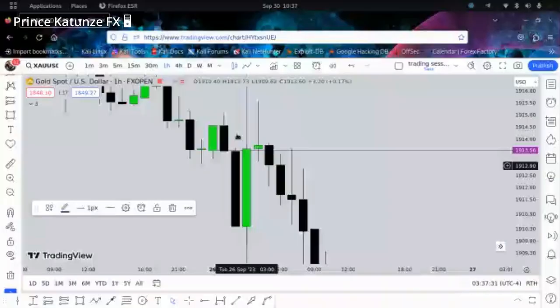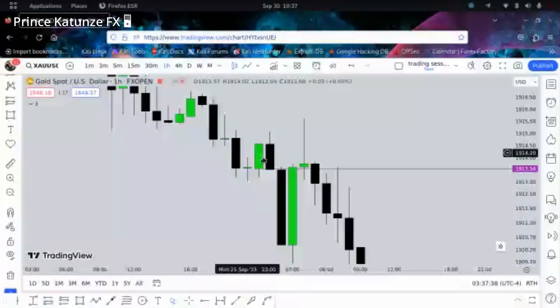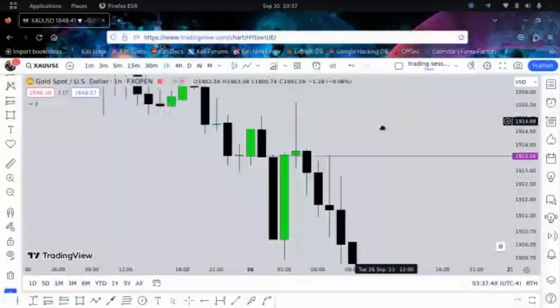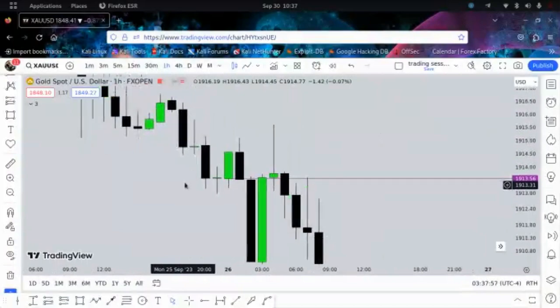So the very first thing you do is to always mark your New York midnight open price and wait for price to give you an entry, either a run on stops, a market structure shift, or a reaction from a PD array. So now here, price was giving us a reaction from this order block. This is where price was aiming for.